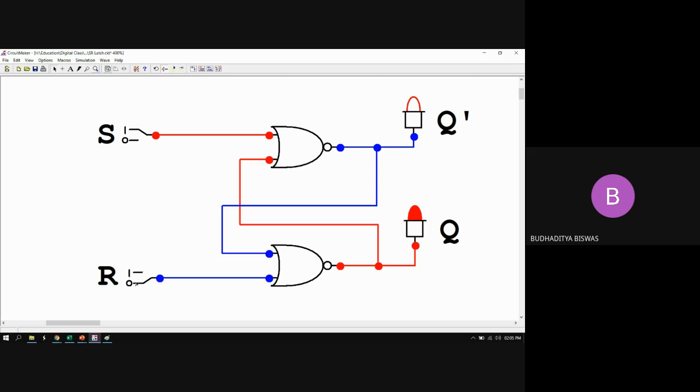The one input R is connected to 0. So what about the Q? Unless we know the other input, we cannot say the Q. R equal to 0 means we cannot say the Q equal to 1 or 0, because it depends upon the other input, and the other input is connected to Q bar. And if S equal to 1, then Q bar equal to 0, and this 0 is connected to this one. So you see the lower NOR gate, both the inputs are blue color. That means both the inputs are 0. So that means Q equal to 1 here. Got it?